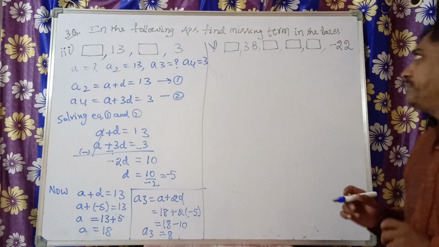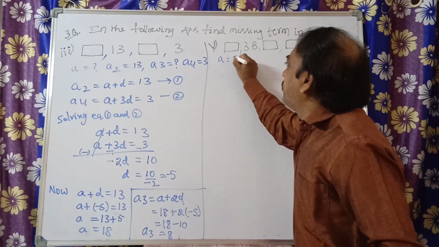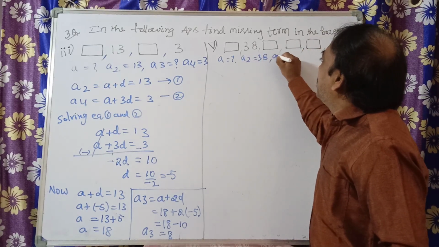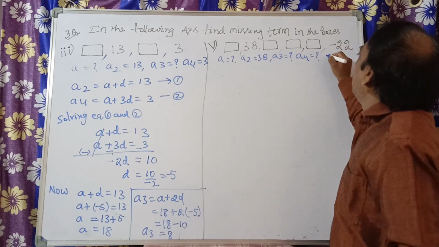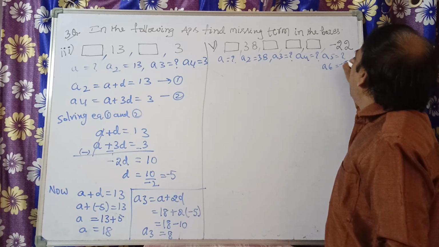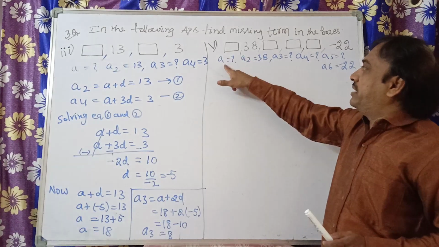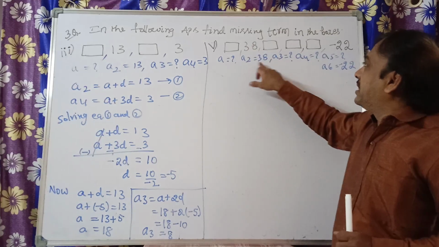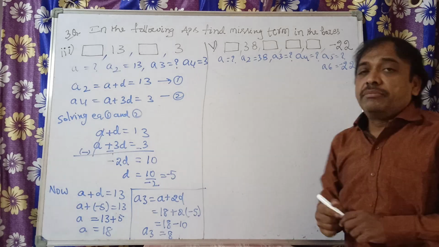Now you see this one. First term a1, a is equal to question mark, a2 is equal to 38, a3 is question mark, a4 is question mark, a5 is question mark and a6 is equal to minus 22 is given. Are you following? The first term is a, that is a1. a1 or a, both are the same. A, second a2 is 38, a3 blank, a4 blank, a5 blank, a6 is minus 22.